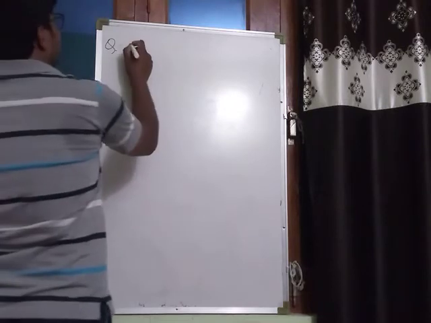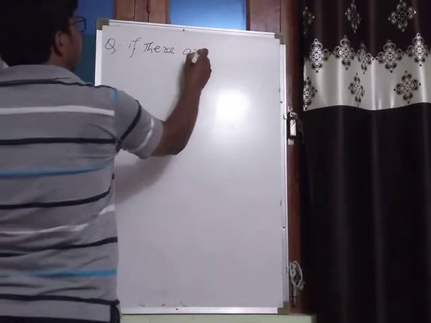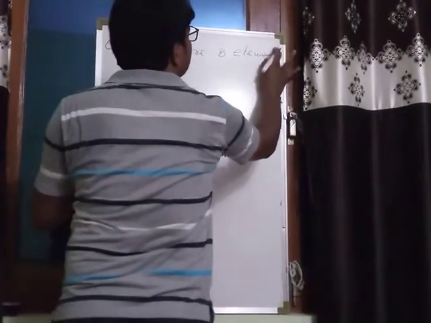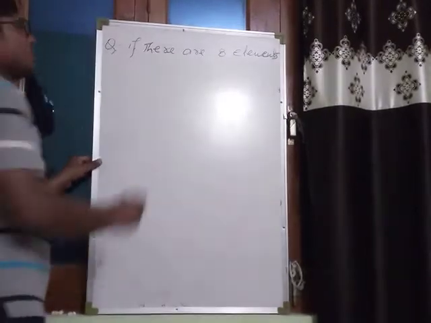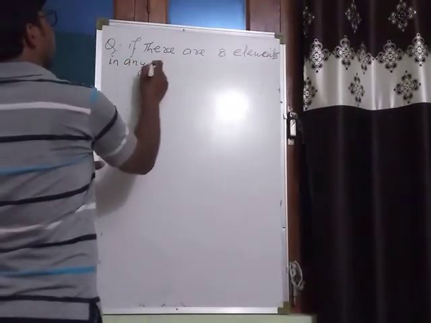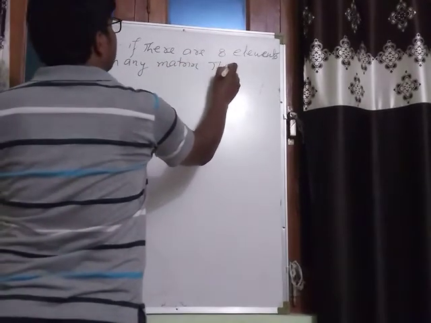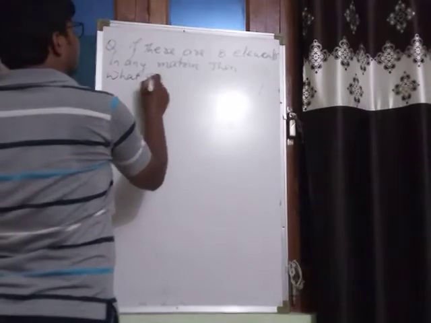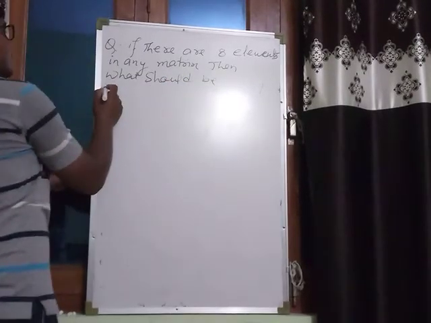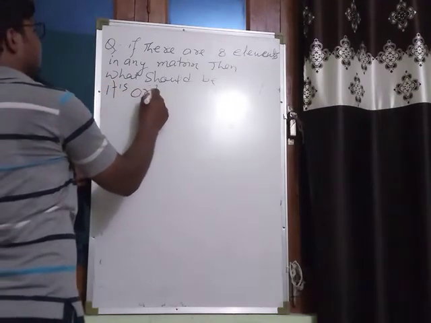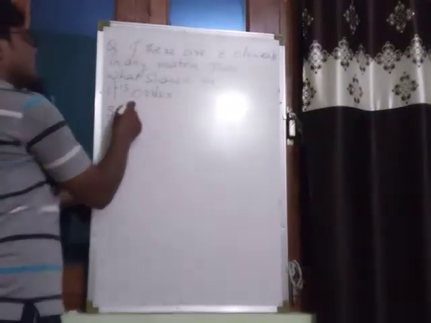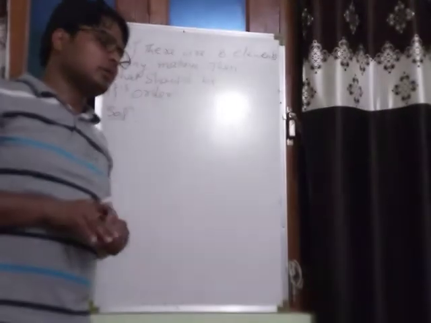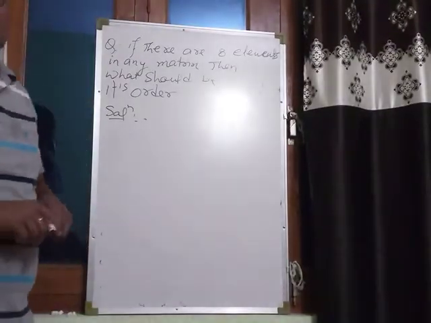Another question, if there are 8 elements in any matrix, then what should be its order? उस मैट्रिक्स की ऑर्डर क्या हो सकती है? तो जाहिर सी बात है कि टोटल 8 एलिमेंट्स हैं, तो नंबर ऑफ रो इनटू नंबर ऑफ कॉलम करने पे 8 आ जाना चाहिए. तो क्या क्या हो सकता है?